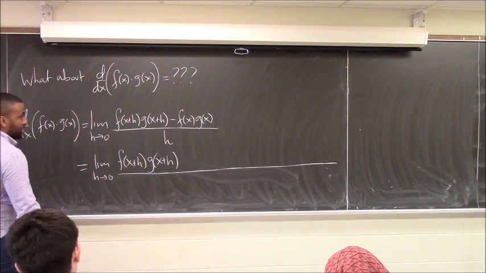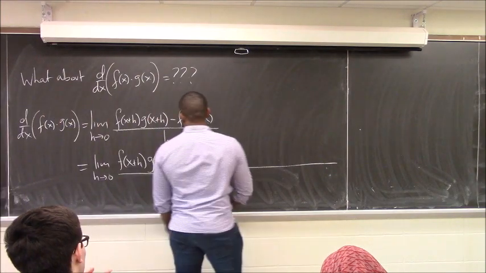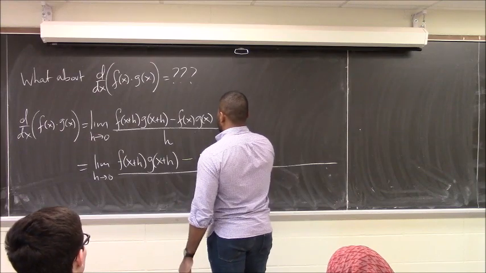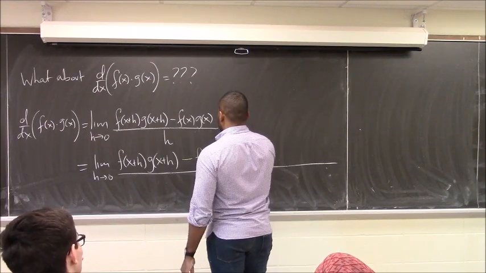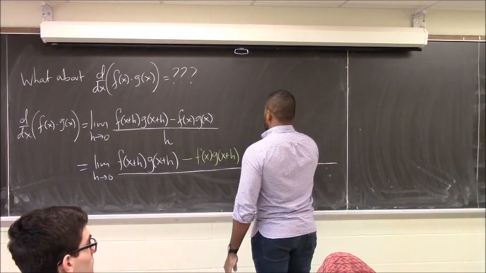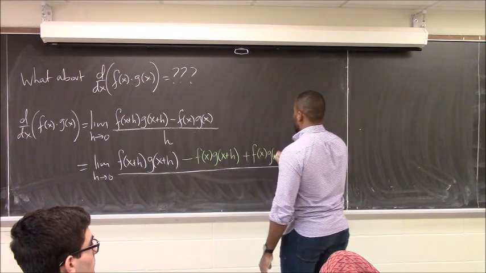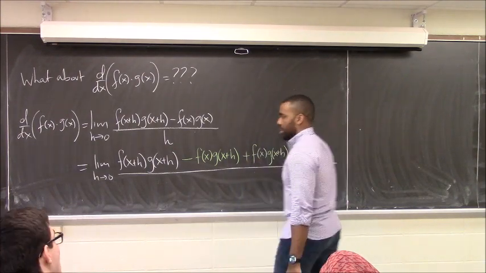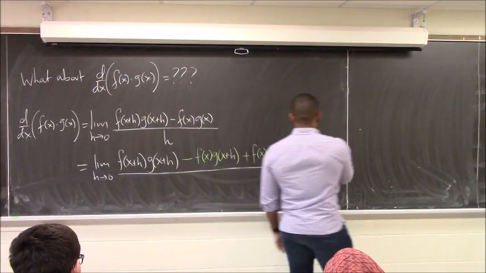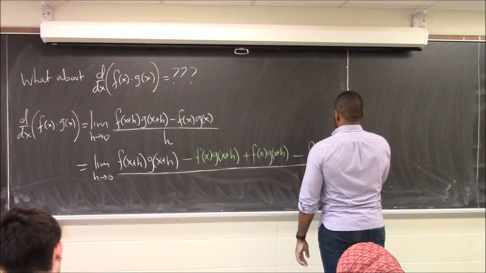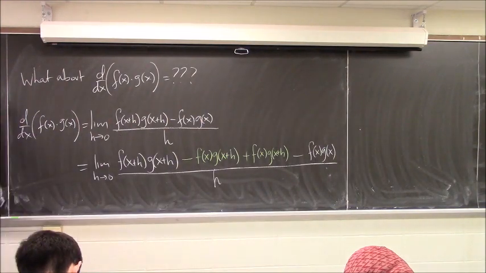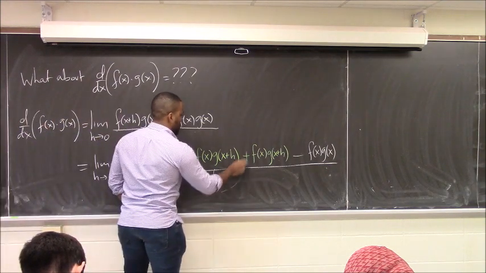What we're going to do here, the trick is to subtract and add something convenient. It turns out I can subtract f of x and g of x plus h, and add f of x times g of x plus h. I'm adding 0, so I'm not changing anything. And for a second, you might wonder, what is this guy up to? But then you start to see the genius of this move.